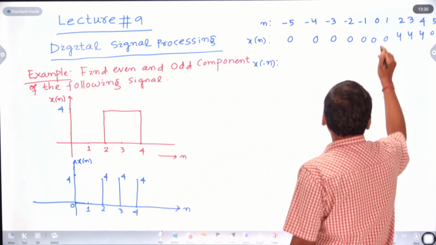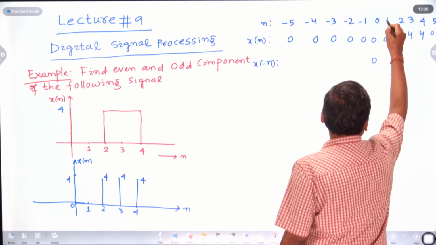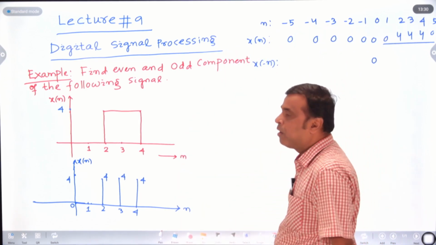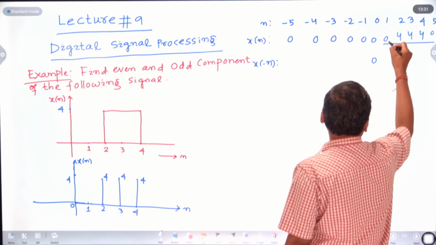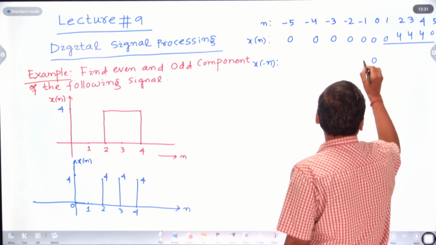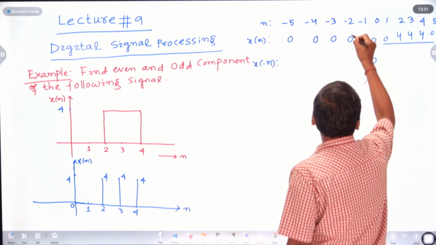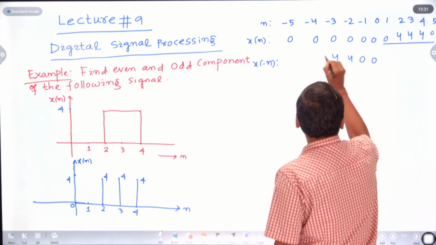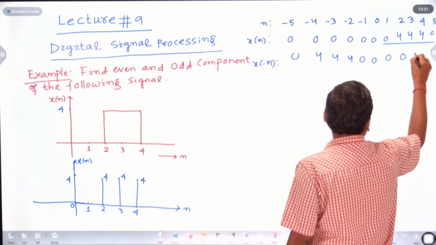Whatever is at n equal to 0 stays the same. Whatever is at n equal to 1 will be shifted to n equal to minus 1, minus 2, minus 3, minus 4. At n equal to 1 the value is 0, it will be at n equal to minus 1. Whatever is at n equal to 2, which is 4, becomes n equal to minus 2. Again 4, this is also 4, all are 0 except like this.